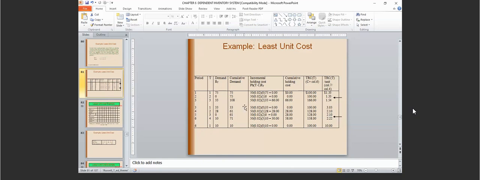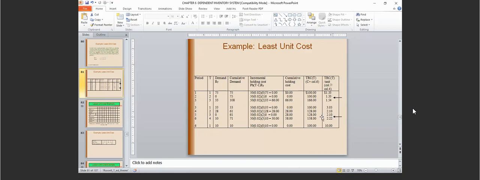So we include more periods in our analysis with period 5 here. Period 5 has zero gross requirement, and the incremental holding cost will also be zero. The cumulative holding cost is maintained at 28 ringgit, and the total relevant cost is 128. 128 divided by the cumulative demand of 61, so we maintain 2 ringgit 10 cent.